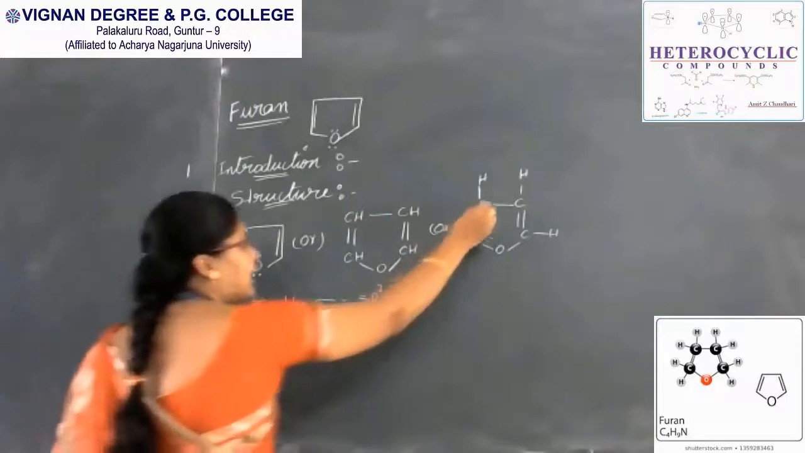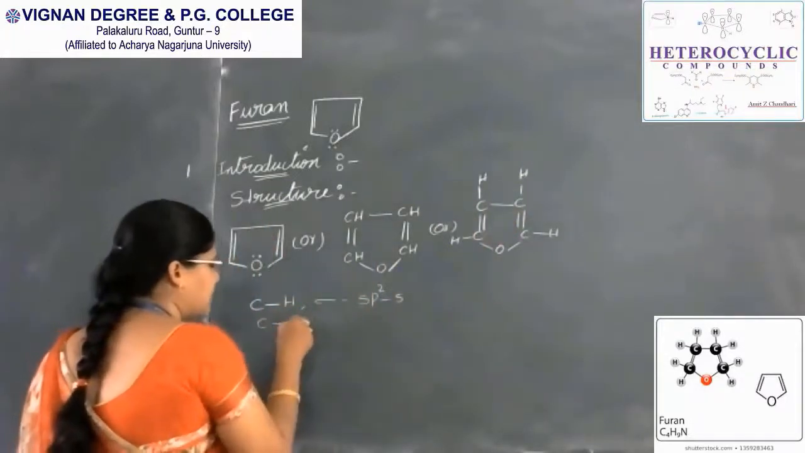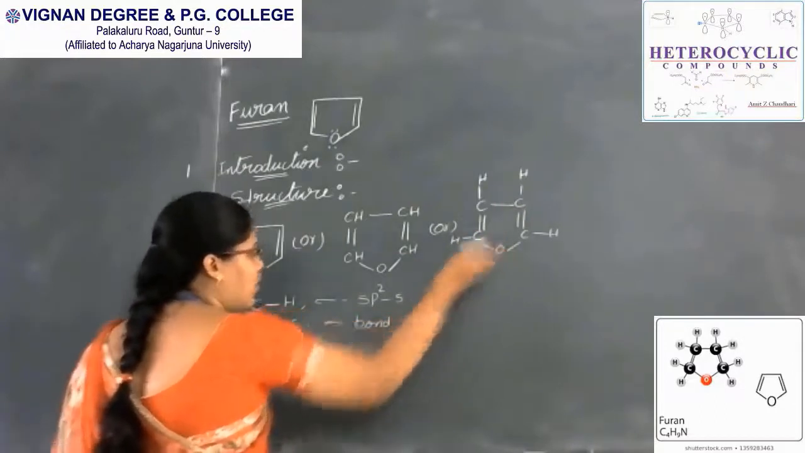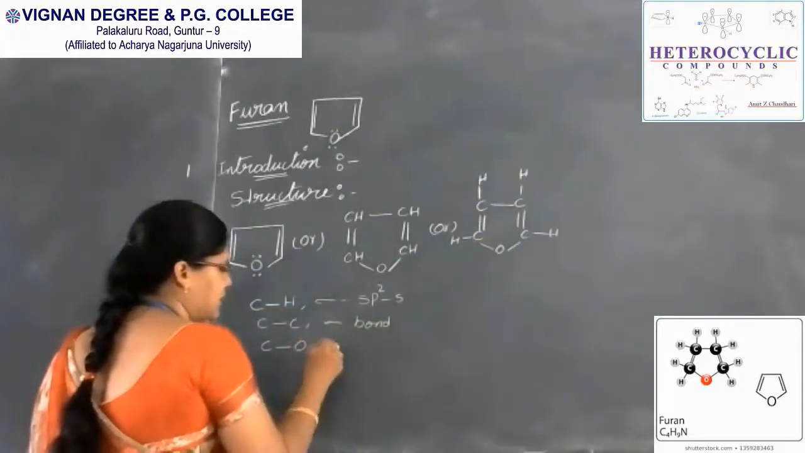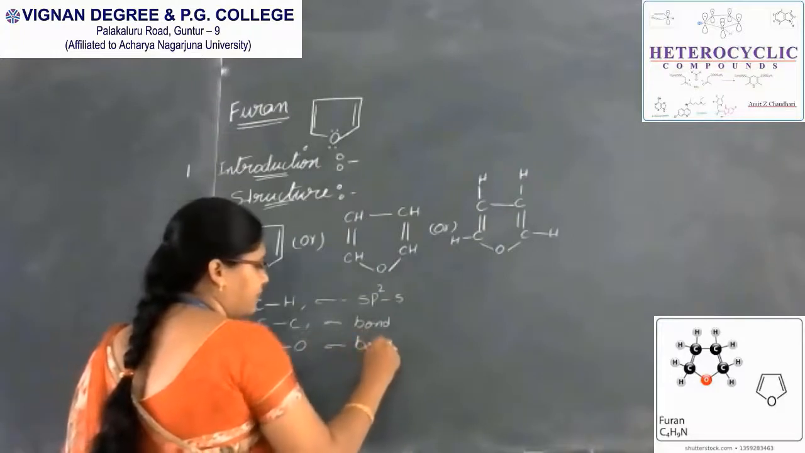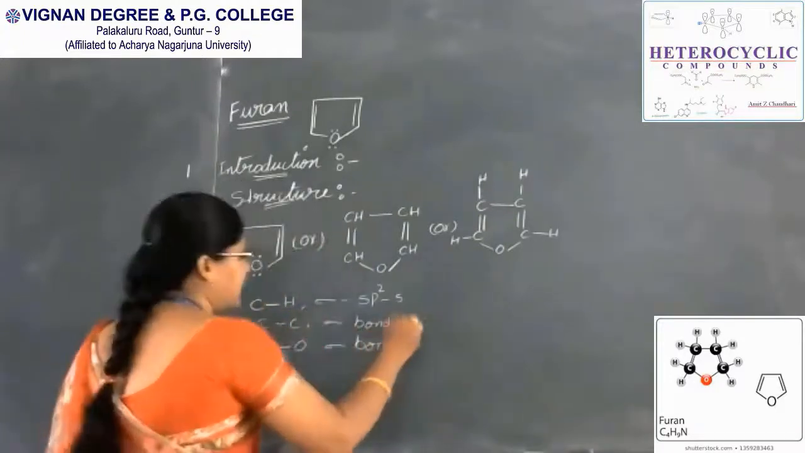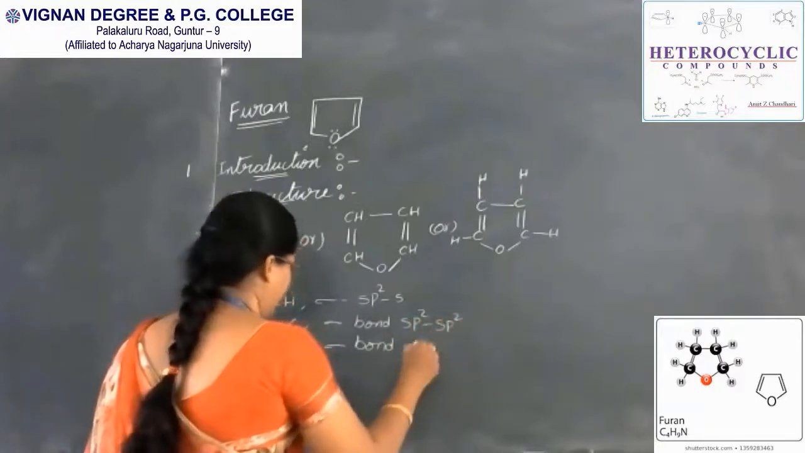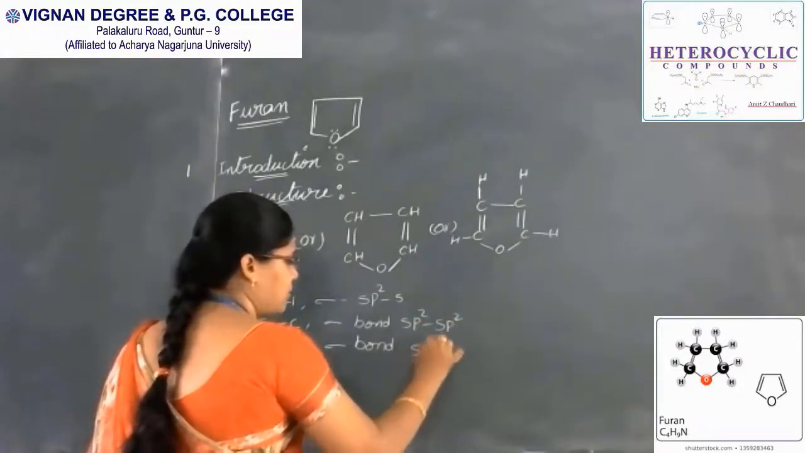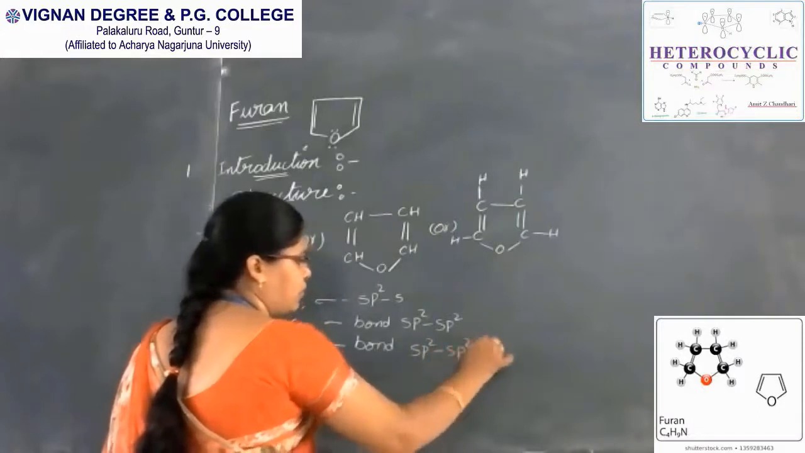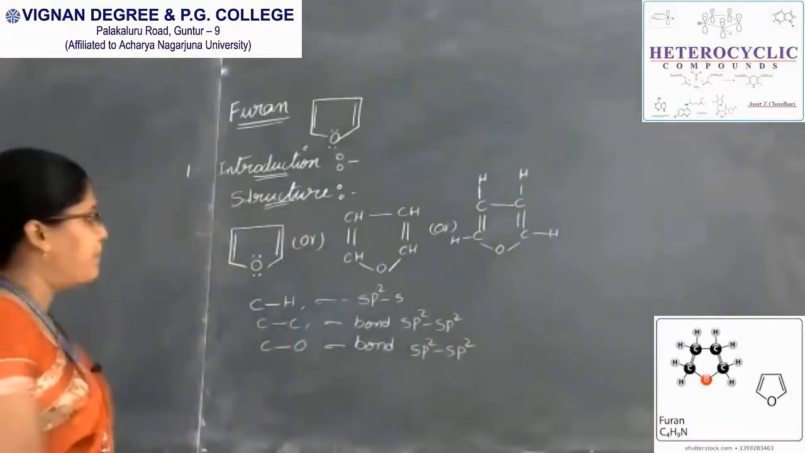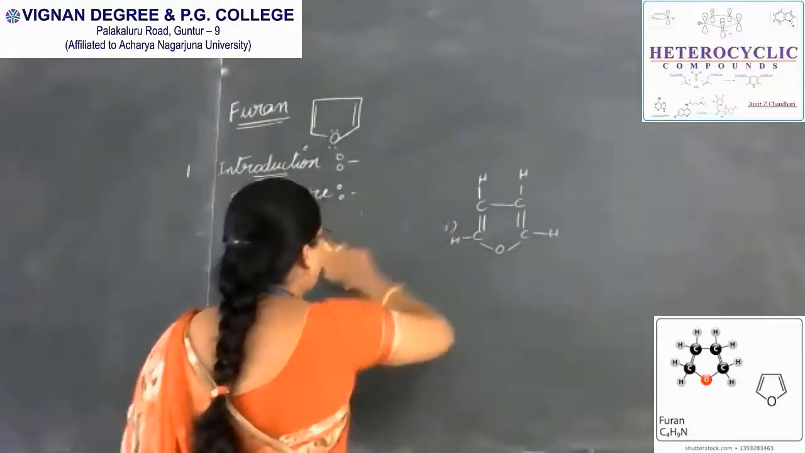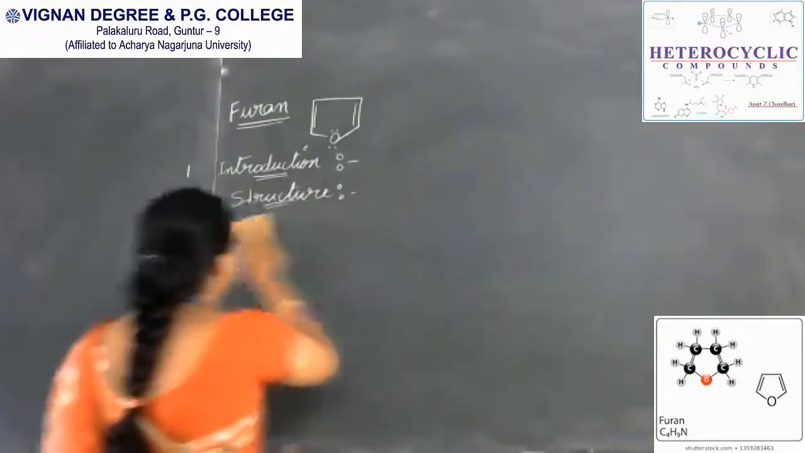And next, the carbon-carbon bond is also a sigma bond. The carbon-oxygen bond is also a sigma bond. That is an sp2-sp2 bond, and carbon-oxygen is also an sp2-sp2 bond. Okay, let us see the sigma bond structure and also the orbital structure of furan.